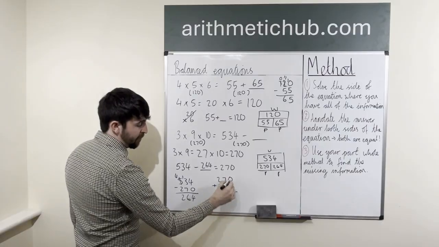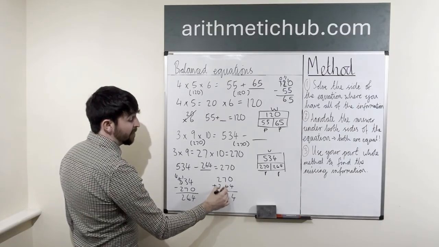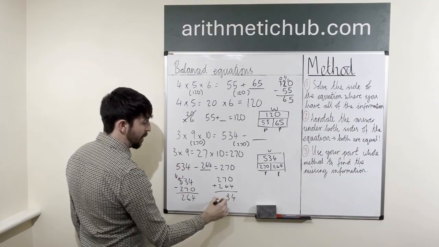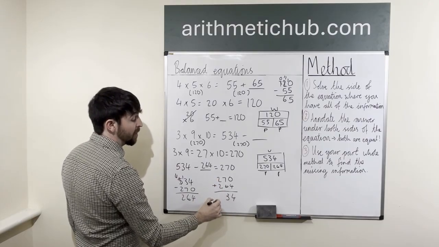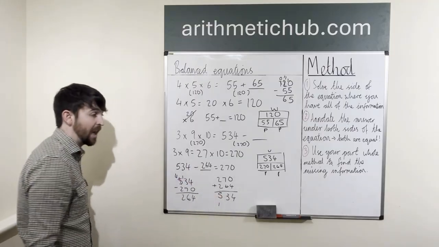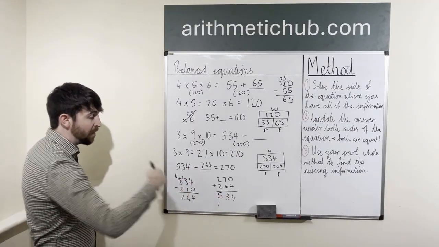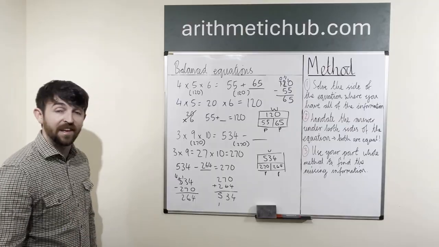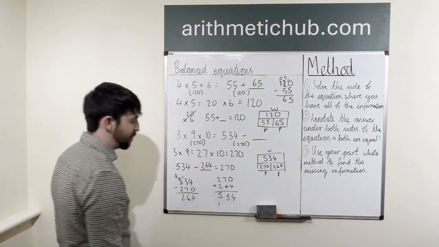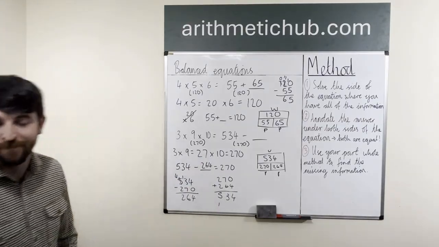270 add 264. 0 add 4 is going to give me 4. 7 add 6 is going to give me 13. 2 add 2 is going to give me 4. Add the 1 is going to give me 5 for 534. So now I've even checked my answer to say yes, that is correct, okay? Follow the method of check my answer. Brilliant.